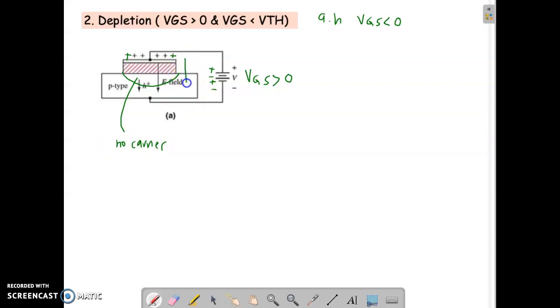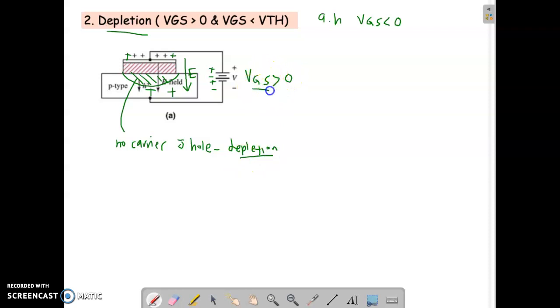Because your electric field will move down, it will repel, because it's the same charge, right? Due to the majority carrier of hole, it will repel all the carriers here towards down. So in this area, there are no more carriers of hole, so we call it the depletion region.